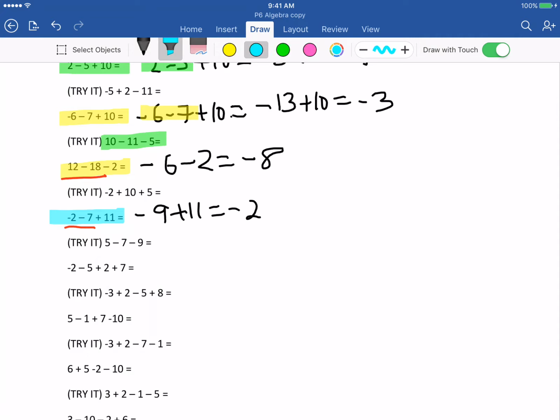Okay, the next one, a more complicated one. But it's actually the same thing. We're going to break it up. We're going to do it 2 by 2. There's no need to rush. We can take our time to do it, as the most important thing is to get the final answer.